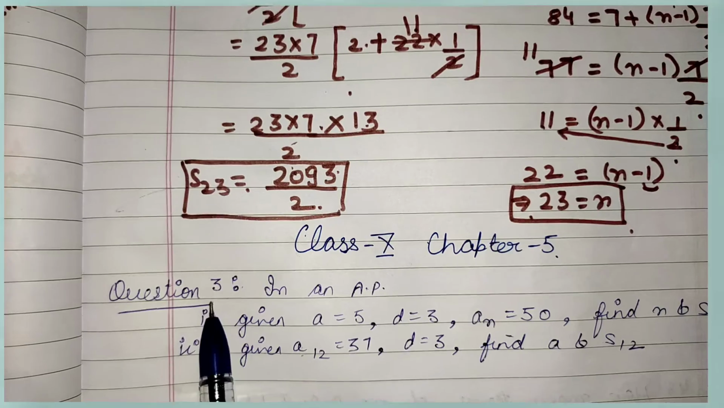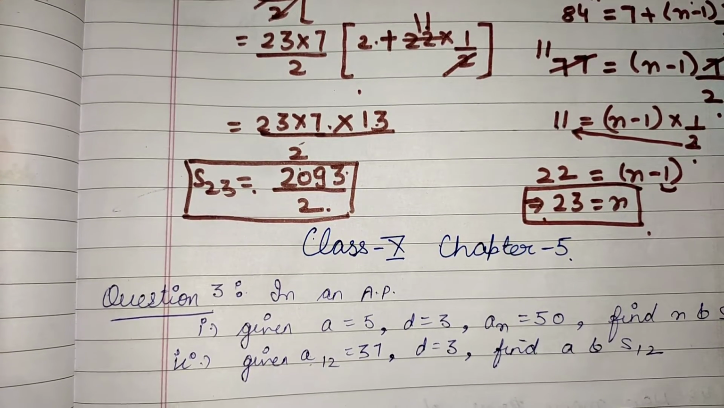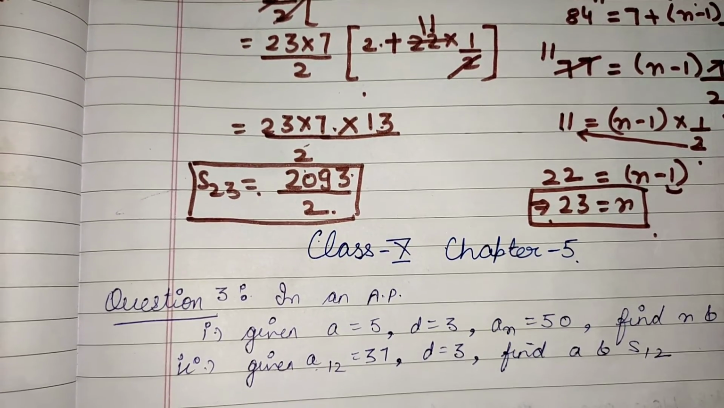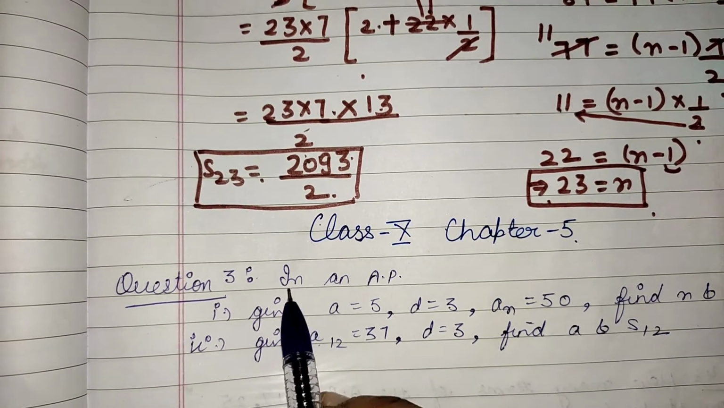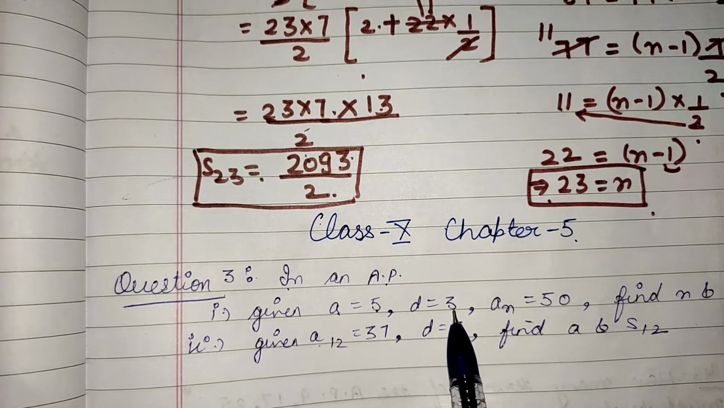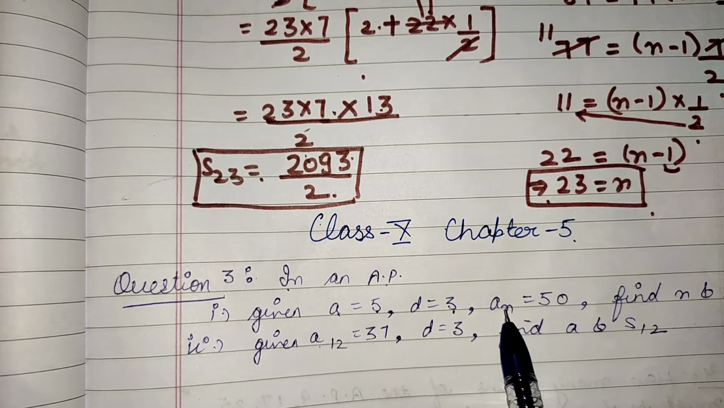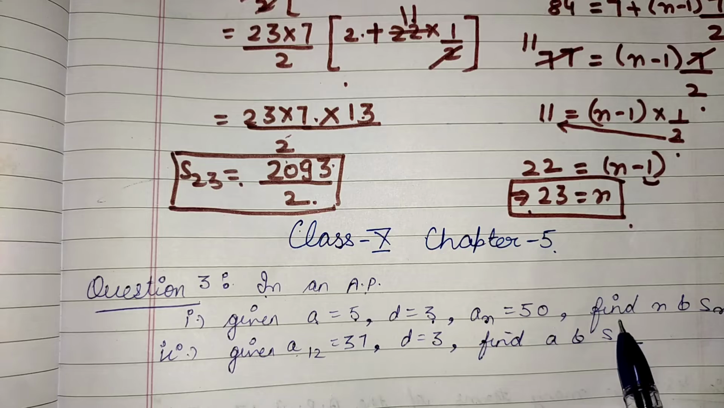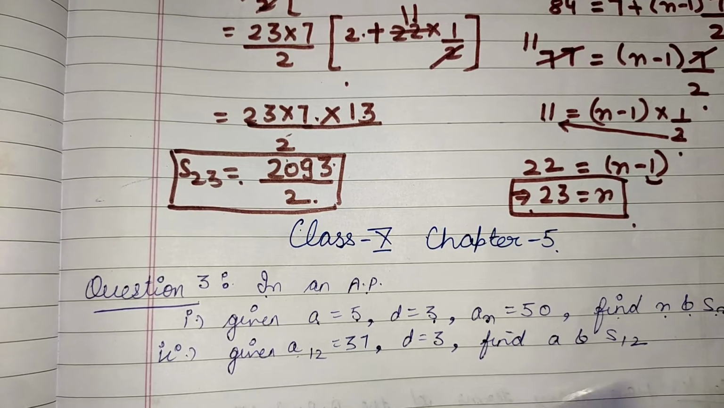Let's start today's very first question, number 3 of chapter number 5 of class 10. The question says that in an AP, given that a = 5, d = 3, an = 50, we have to find out the value of n and Sn.